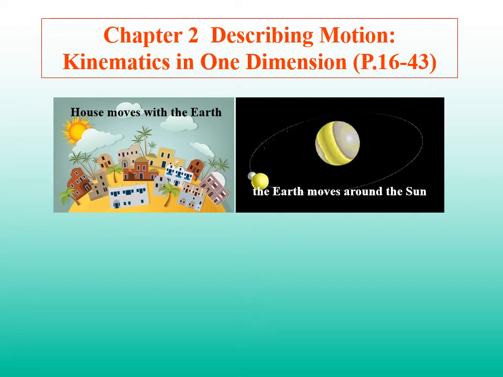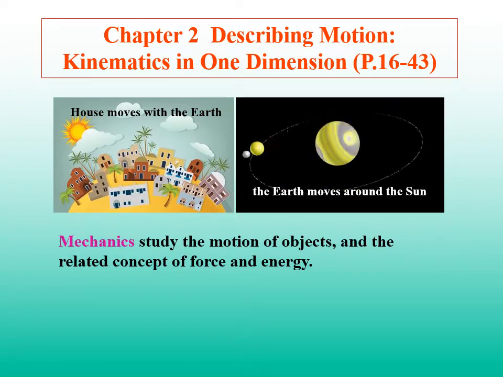Let's get started from Chapter 2, Describing Motion. The world and everything in it moves. Even seemingly stationary things, such as a house, move with the earth. The earth orbits around the sun. The sun orbits around the center of the Milky Way galaxy, and that galaxy is migrating relative to other galaxies.